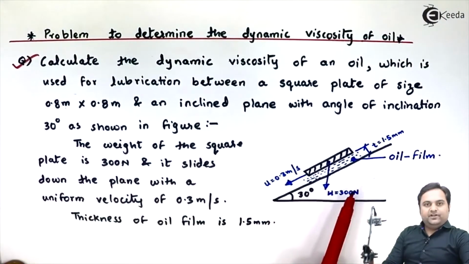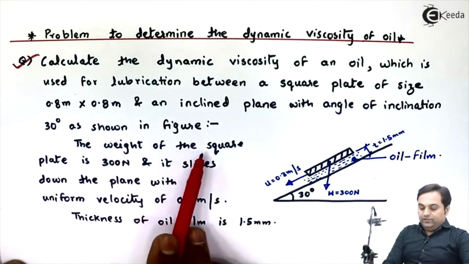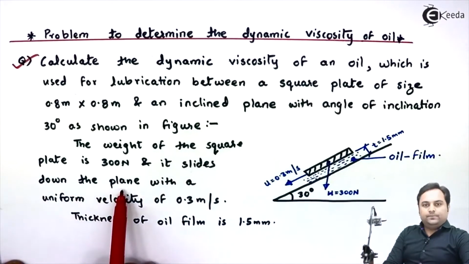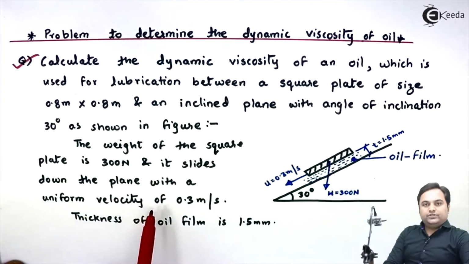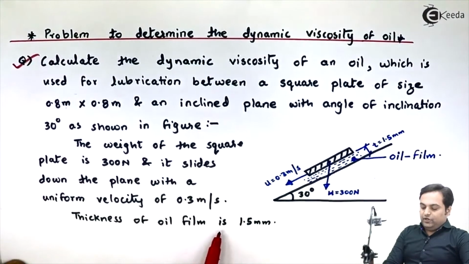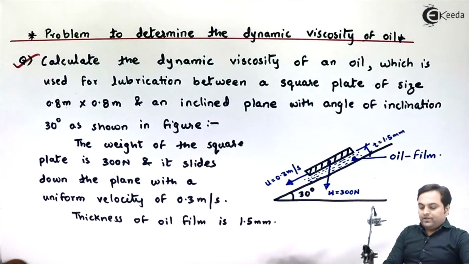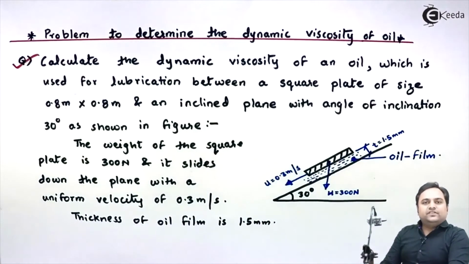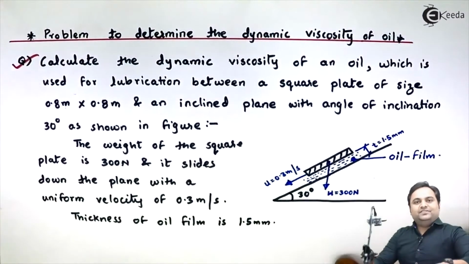The diagram is provided. The weight of the square plate is 300 Newton and it slides down the plane with a uniform velocity of 0.3 meter per second. Thickness of the oil film is 1.5 mm. This is the question we have, where we have to find the dynamic viscosity of oil. Whatever is given here, we will write that in the form of data first. So let us start with this problem.